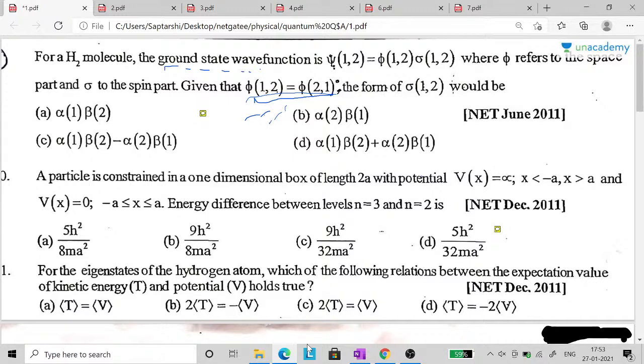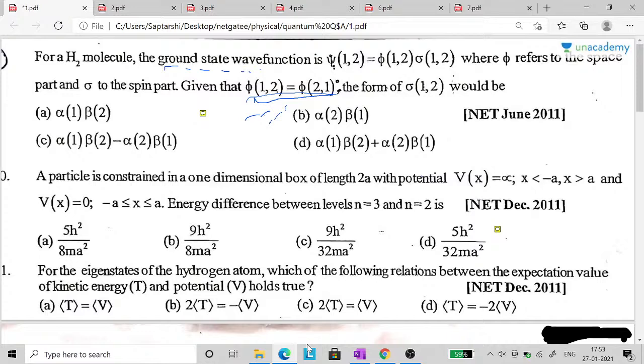Okay, the second question is a very easy one. I'm not going into the details of the second question. It is a particle in a box of given length, and we are asked to find the energy difference. That's very easy, and we have already looked into that in the previous video. You can see it. Okay, and the last question, let us see.